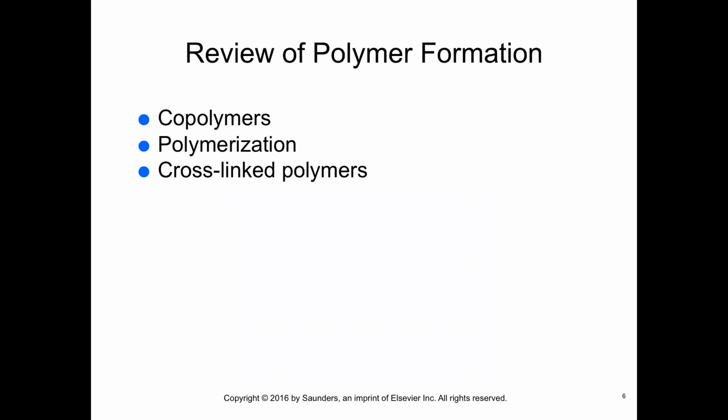To review, polymer formation. Polymers are large, long-chain molecules formed by chemically joining together smaller molecules called monomers. When two or more different types of monomers join together, the polymer formed from them is called a copolymer. The act of forming polymers is called polymerization. When the side chains of adjacent polymers bond together, the polymers are then termed cross-linked polymers.